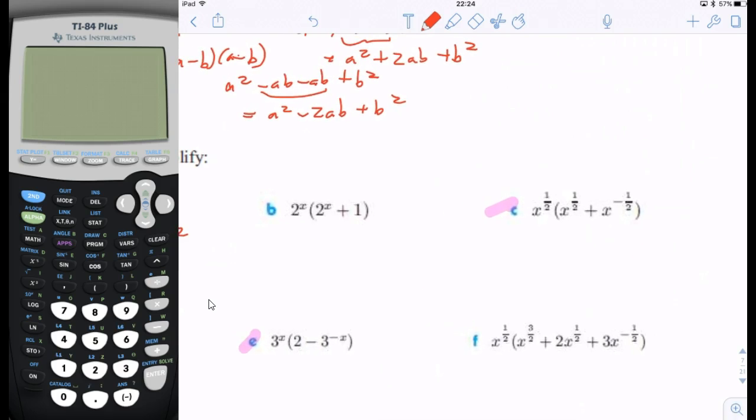C. Here I'm going to distribute this. I'm going to multiply the outside with the two inside components. So it's going to be x to the 1/2 times x to the 1/2, plus x to the 1/2 times x to the negative 1/2. I add the exponents together. So x to the 1/2 plus 1/2 is x to the first. x to the 1/2 minus 1/2 is x to the 0, which is also equal to 1. So it's x plus 1.